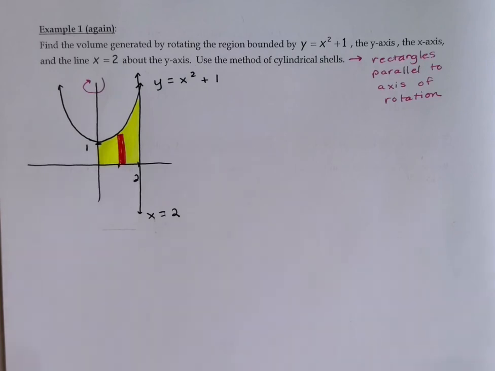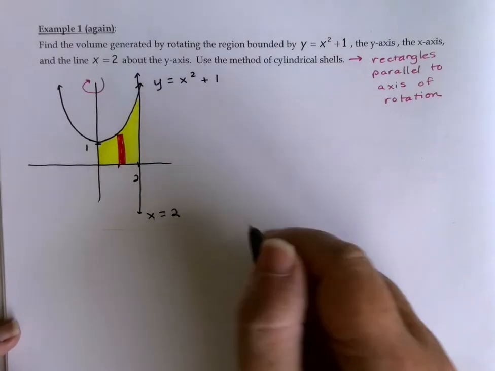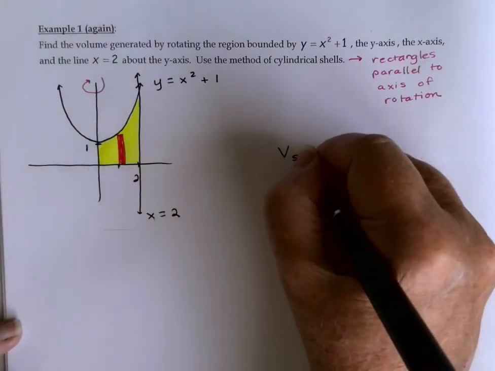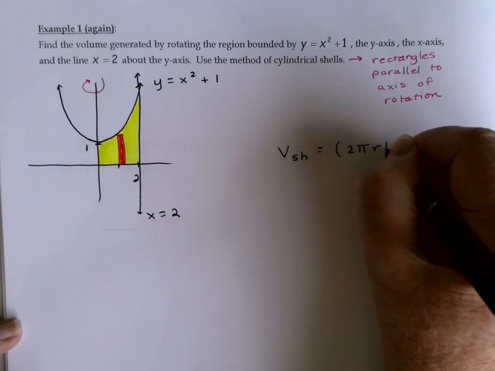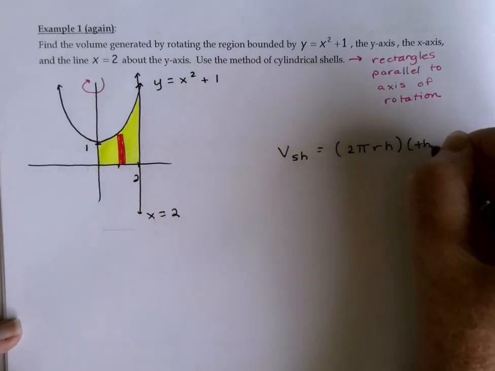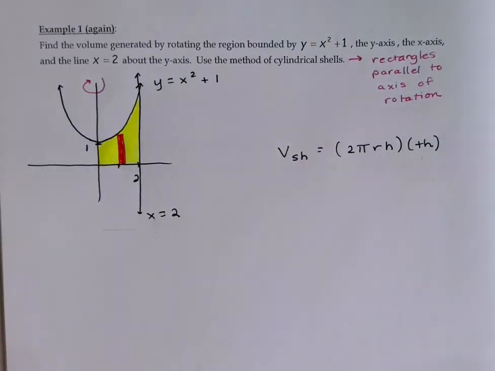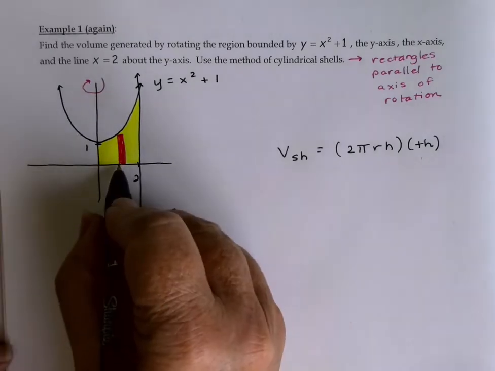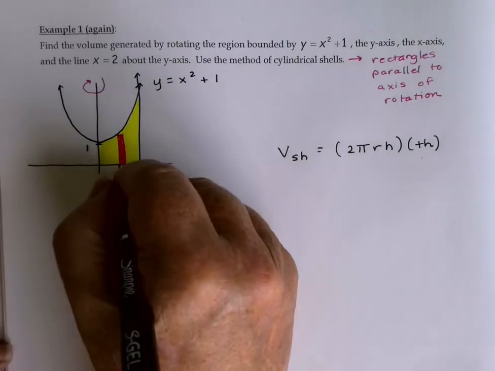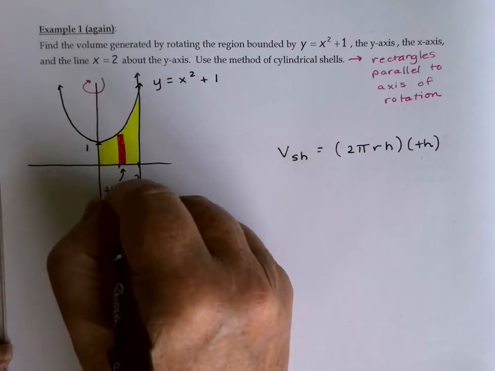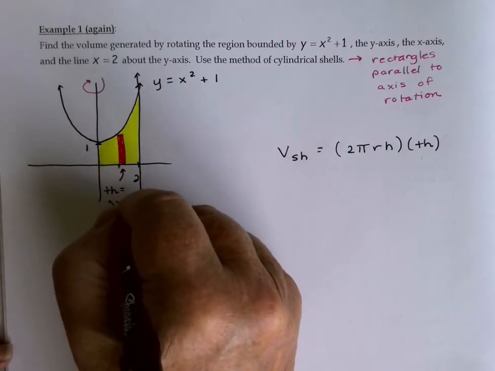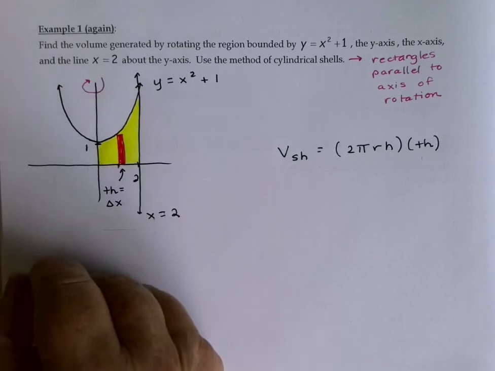I don't have to subdivide my region. All right, so just a reminder, the volume of the shells was 2 pi rh times the thickness. I'll just abbreviate that with a th. And the thickness is fairly easy to identify. That's just how wide my little rectangle here is. Thickness in this case is a little piece of the x-axis. So I'm going to use delta x for my thickness.